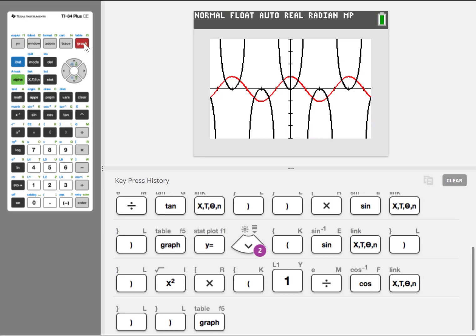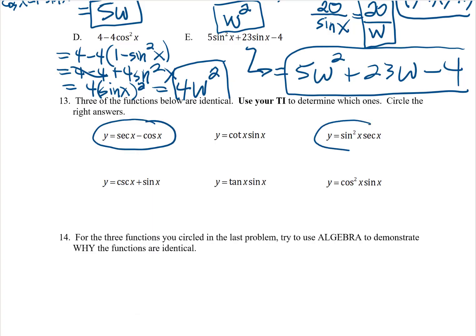Aha, now that one looks like it overlapped with the blue graph from the start. So at least now we know what we're matching. So the first one and the third one are identical, not this one. I just need to find one more.